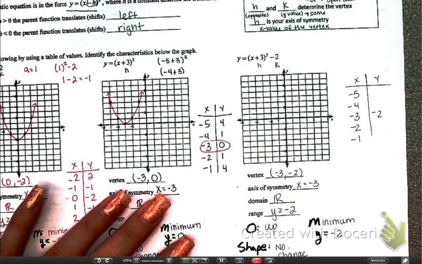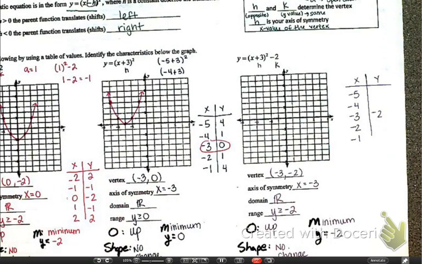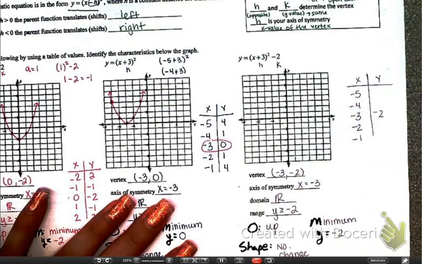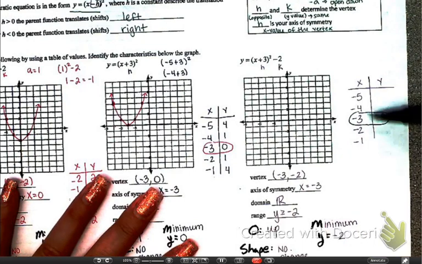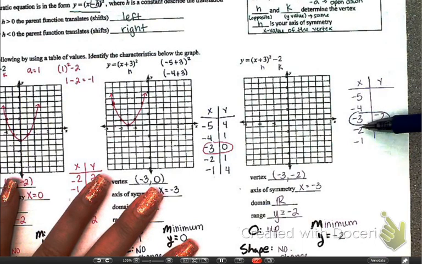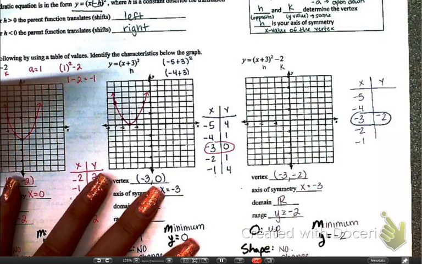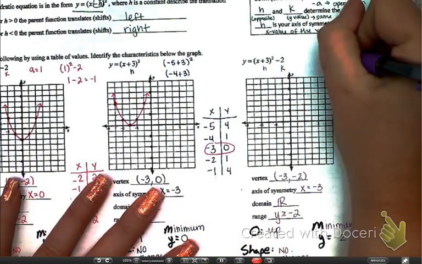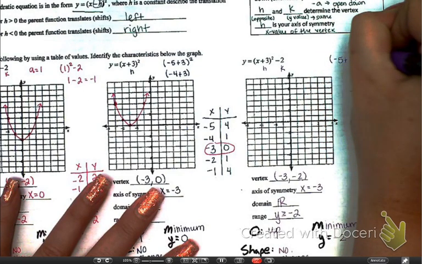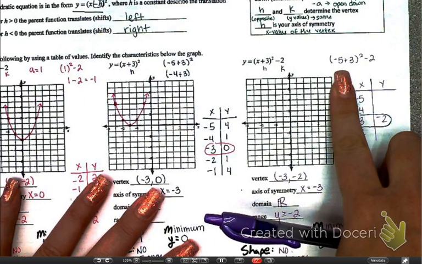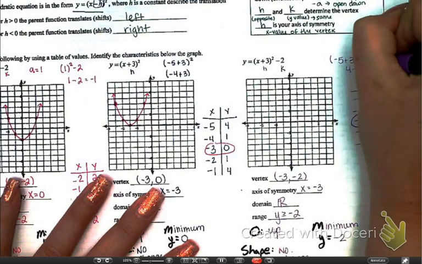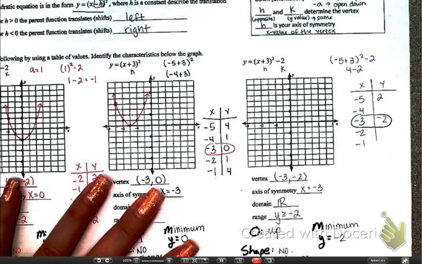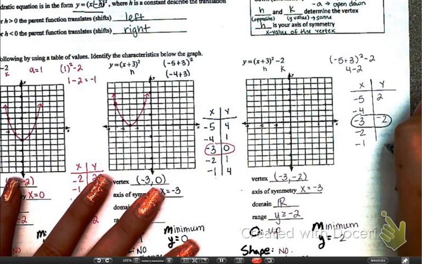Okay, what should we plug in? The negative 5. Okay, so my vertex is negative 3, negative 2. So I choose two numbers below negative 3 and two numbers above negative 3. Okay, so if I plug in negative 5, negative 5 plus 3 squared. So negative 5 plus 3, negative 2 squared, and 4 minus 2 is 2. What else is going to be 2? If I plug in negative 1.